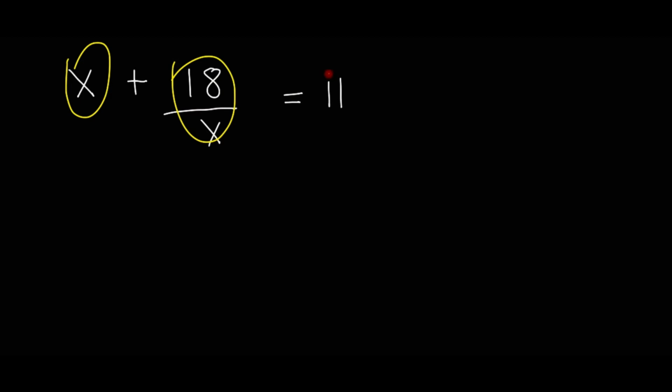And now let's say x plus 18 over x is equal to 11. Now looking at this problem, we can see that we do not have two fractions separated by the equal sign. So in this situation, the first thing to check is the LCD. We have a fraction whose denominator has only one term at the bottom, so we take that part as our LCD. So our LCD is x.